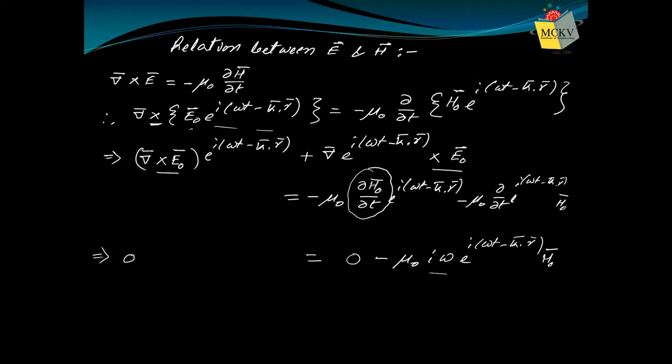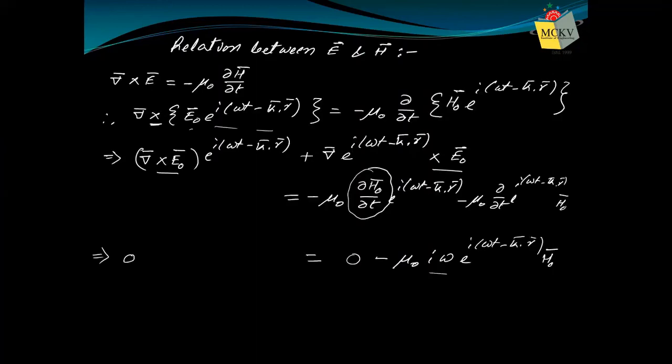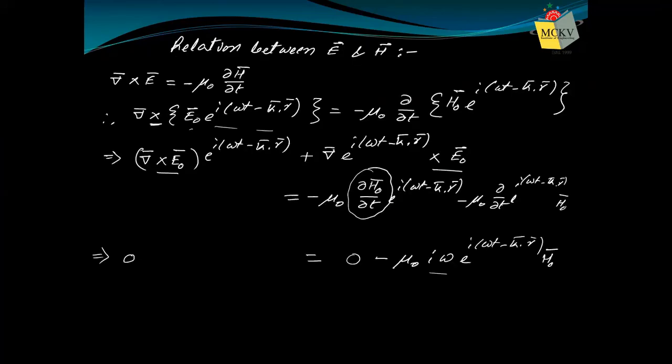Now we need to find out the second quantity. Leave some space and then start writing it. So what we did, we need to evaluate this quantity: del of e to the power i omega t minus k dot r. This quantity I want to find out.